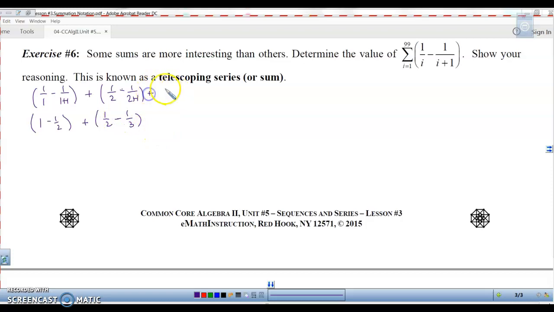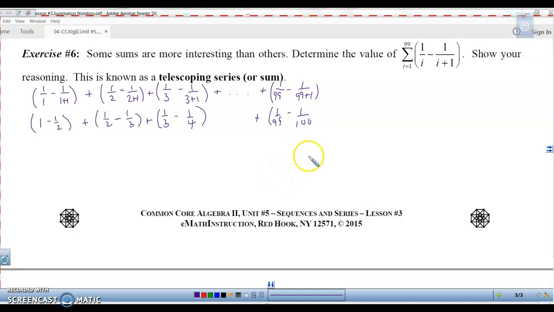Okay, my third term, I plug in i equals 3: 1 over 3 minus 1 over 3 plus 1 is going to be 1/3 minus 1/4. All right, and then plus dot, dot, dot. The last term I want is the 99th term of the sequence. So this is going to be 1 over 99 minus 1 over 99 plus 1, which is 1 over 99 minus 1 over 100.